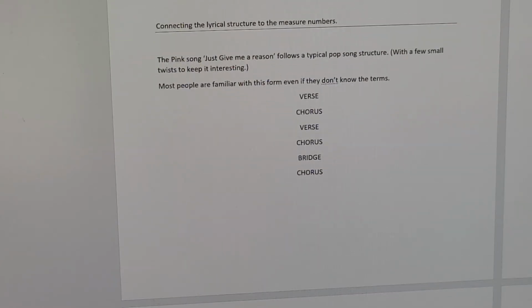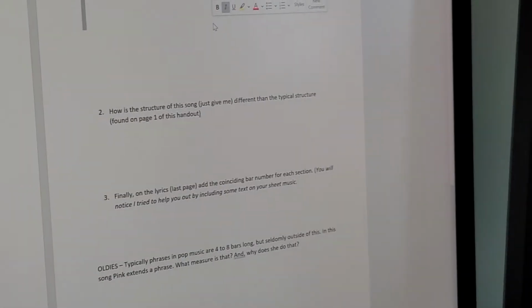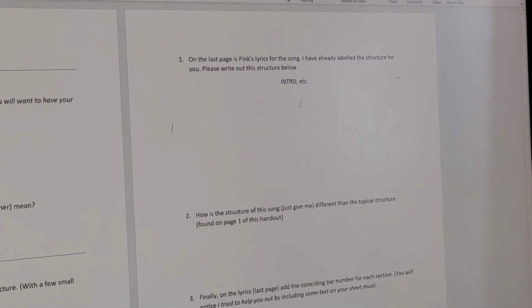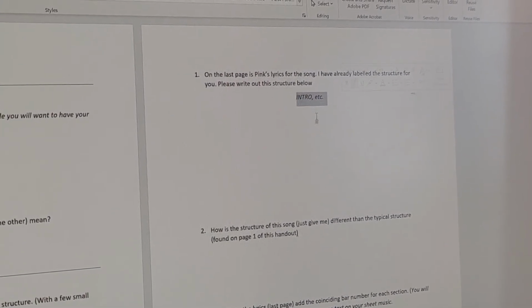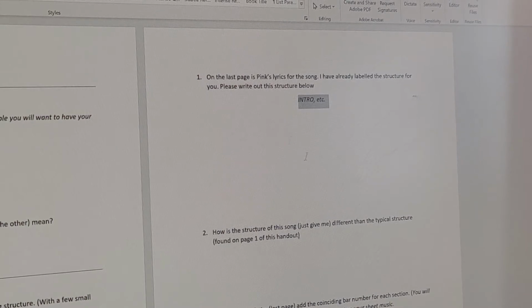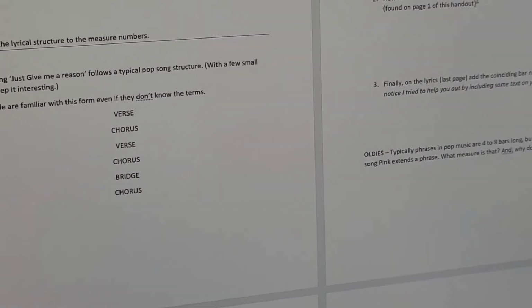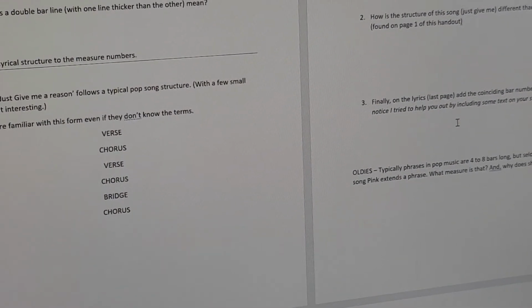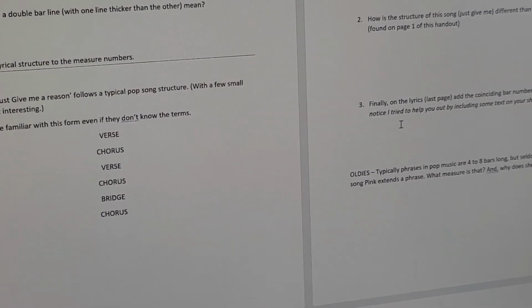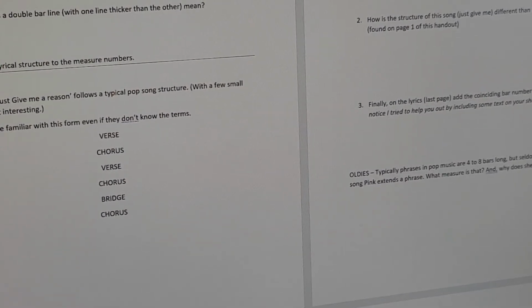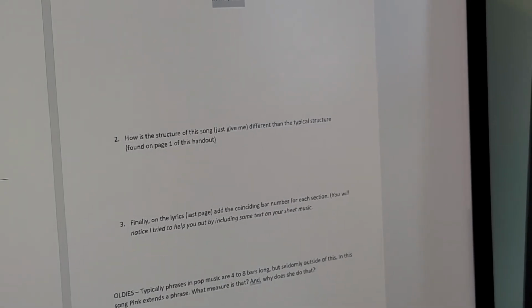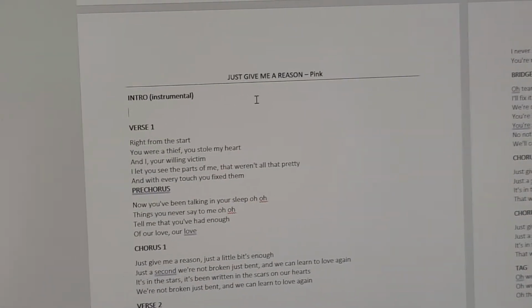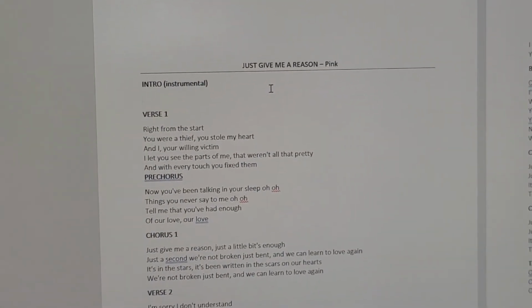Okay, once you've written that out here, once you've written it out, what I want you to do is compare what Pink has done to the template. Okay, and you'll find there's some variations. The last question I'm asking here is connecting these different structures to actual measures here. Okay, so I didn't describe that very well, but I'll show you what I mean.